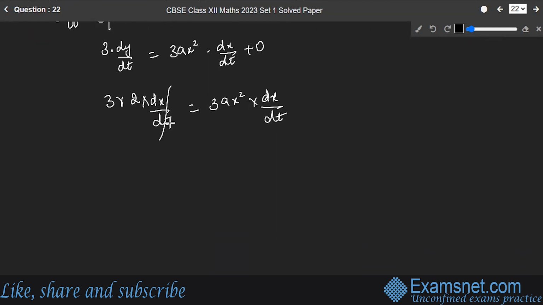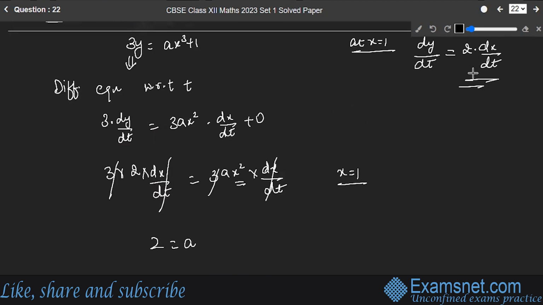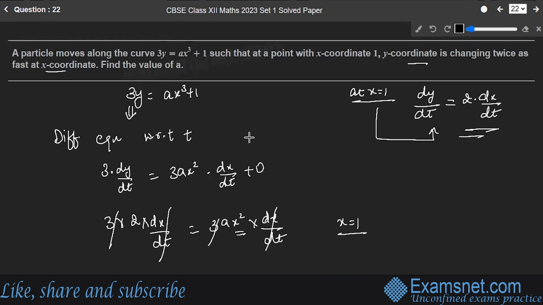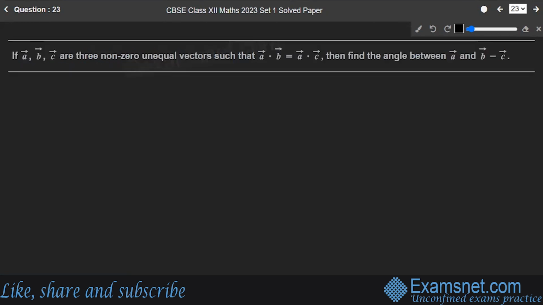dx upon dt, this will cancel and 3 will also cancel. You have 2 is equal to a x square. Over here in this case, I was taking x is equal to 1, right? At x is equal to 1, this is changing like this. So I will put x is equal to 1, which makes a's value 2. That's it. You need to find out the value of a. So a comes out to be 2, and this is the answer to the question. Hope you understood this. Let's move to the next question.